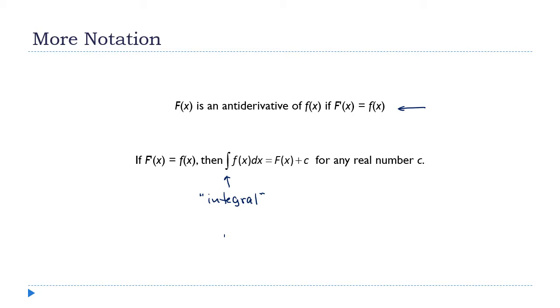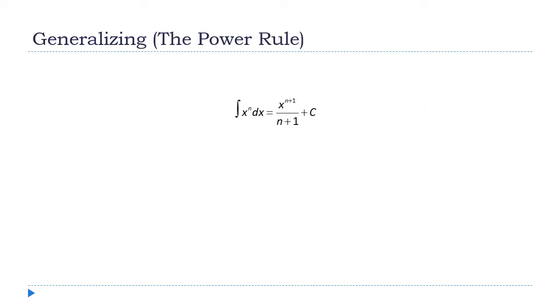So if I want to say find the antiderivatives of f of x, that is the same thing as saying what is the integral of f of x dx. So that integral sign means find the antiderivatives. What I have here is I've just rewritten our power rule from 2 slides back using our new notation. The integral of x to the n, which means find the antiderivatives, is equal to this formula.